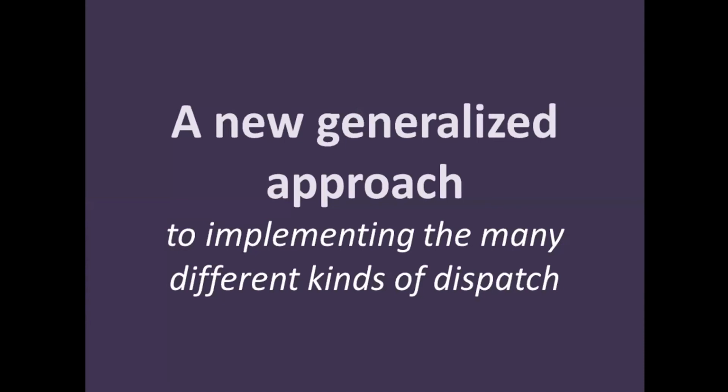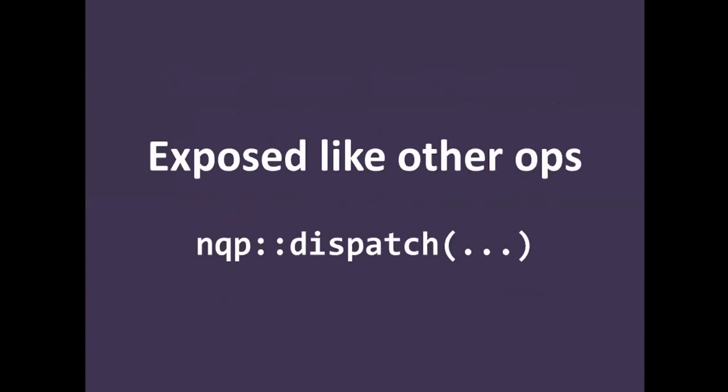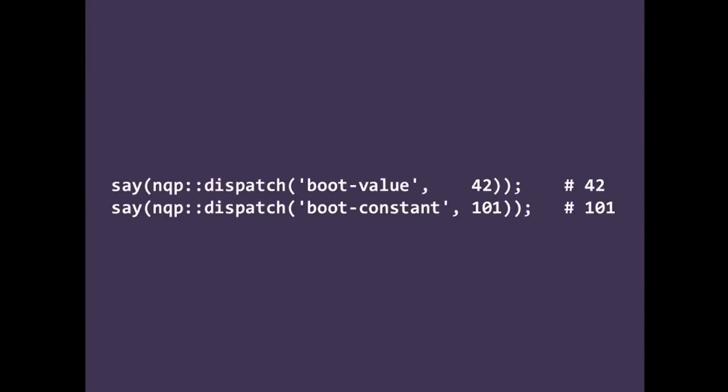So I've adopted a more generalized approach now. We have one new instruction. It's called dispatch. It's exposed like all of the other virtual machine ops. We expose them via an NQP nqp:: syntax. You can't write this directly in your Raku programs without the pragma, but this is a call down to something provided by the runtime. So here are two examples of using this. The dispatch op takes a dispatcher ID and zero or more arguments.